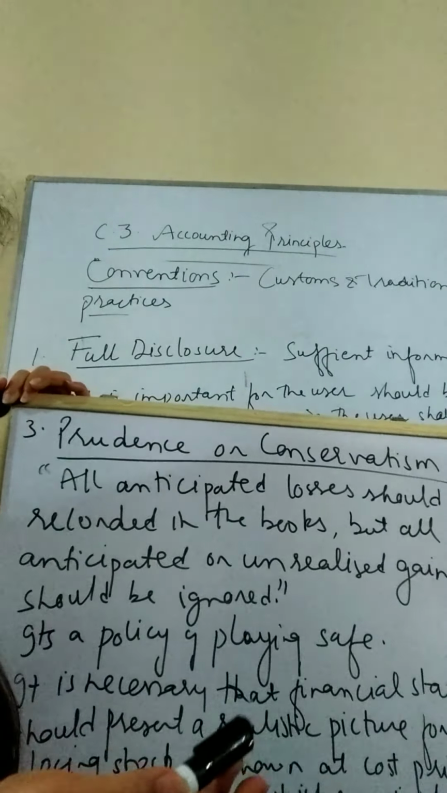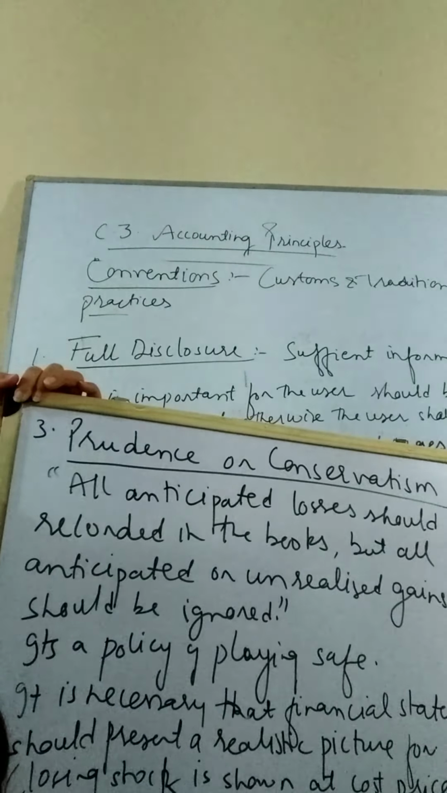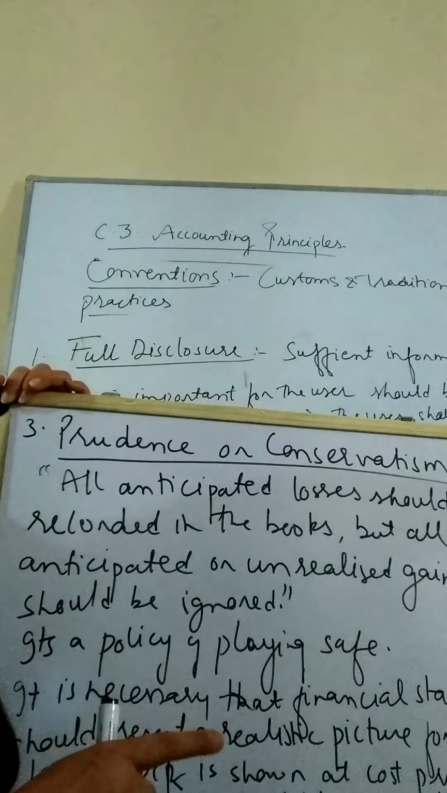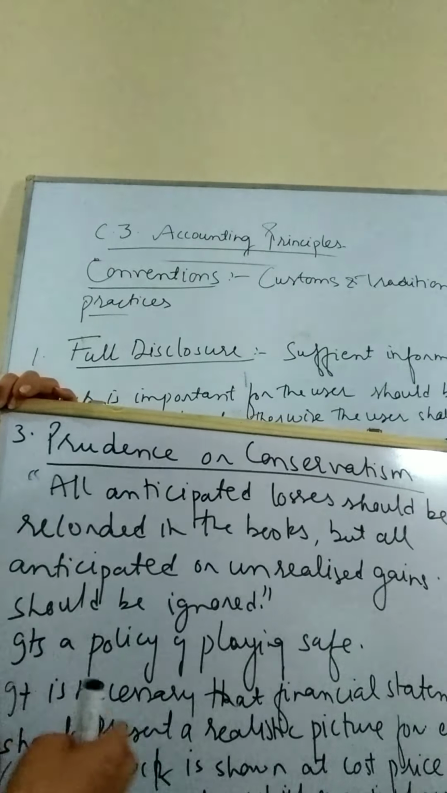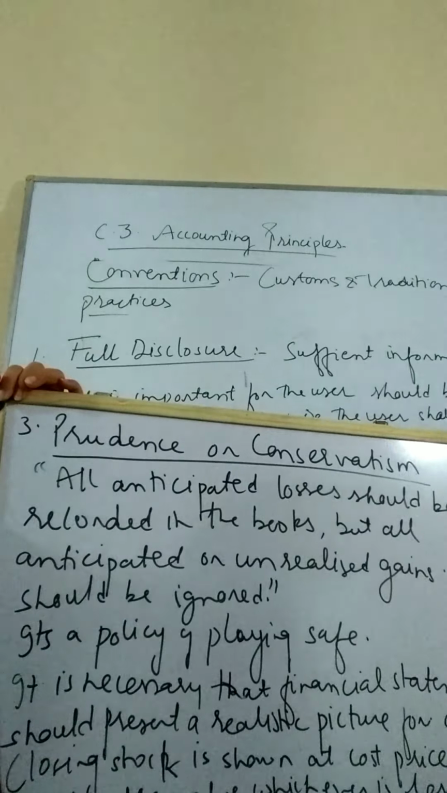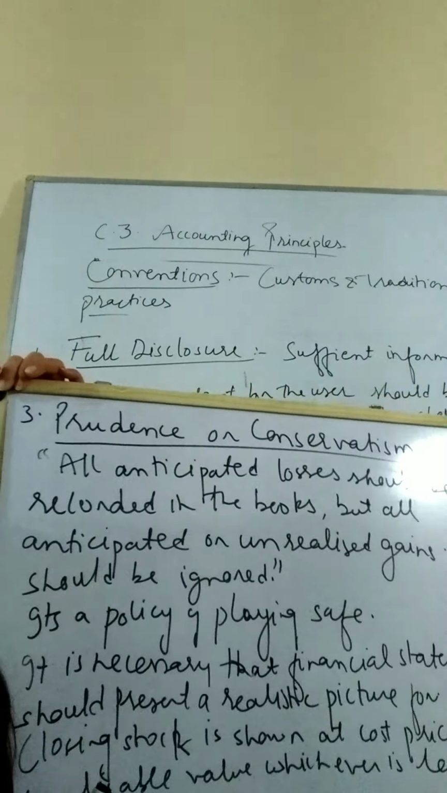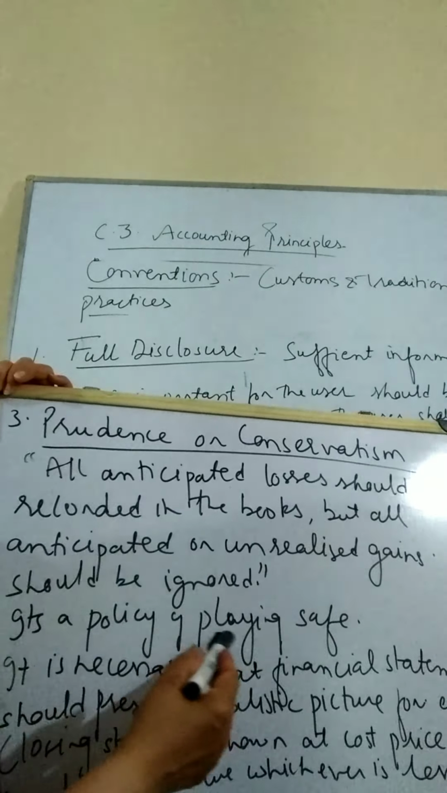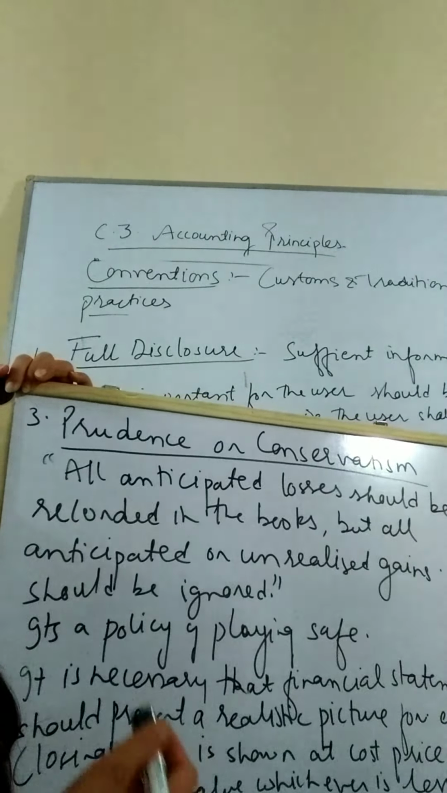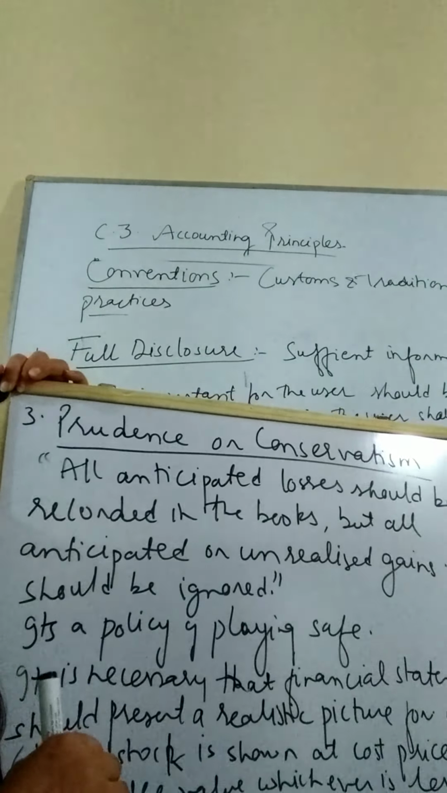Anticipated means assumed. We are only thinking that they will happen, but still they should be shown as a precautionary measure. But anticipated gains shall not be shown in the books of accounts unless and until we receive that gain. So this is called the principle of conservatism, and it has to be strictly followed while preparing the accounts. It's a policy of playing safe, actually. We have to be prepared for the losses which are unforeseen, which are going to come in future. We shall prepare ourselves for them.